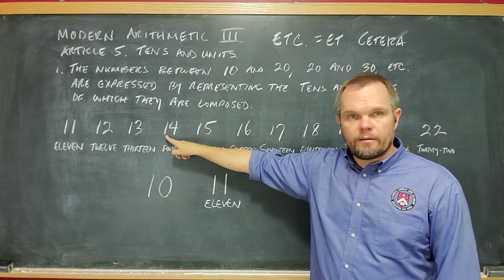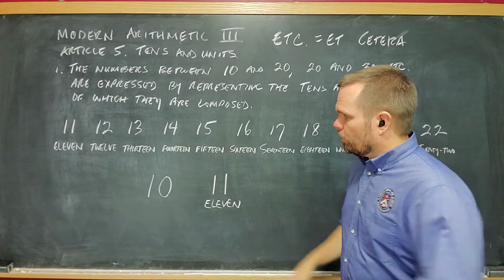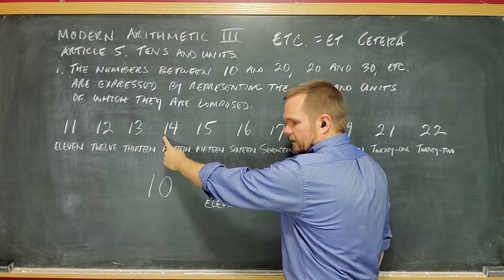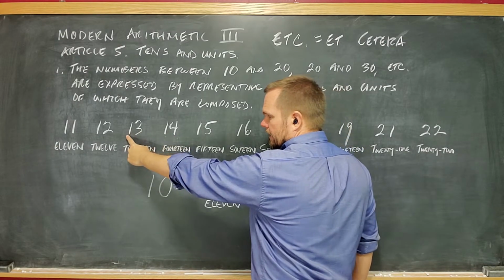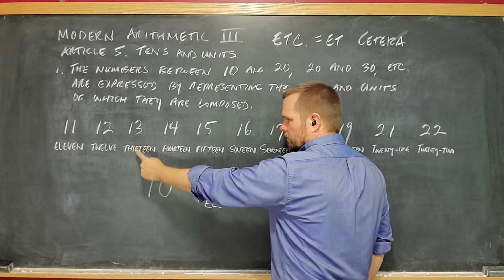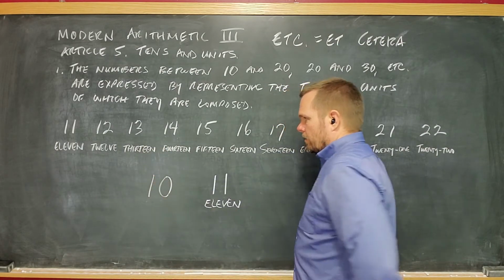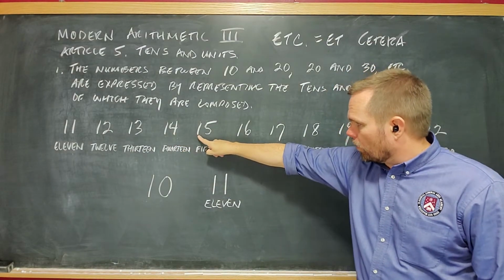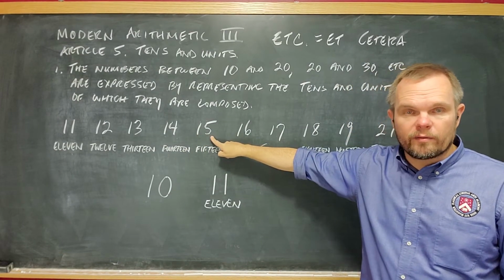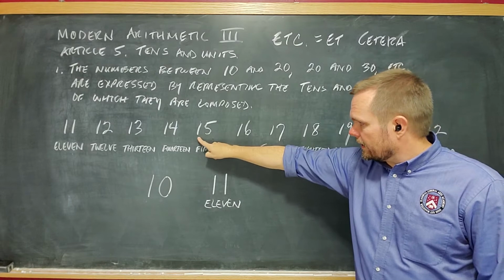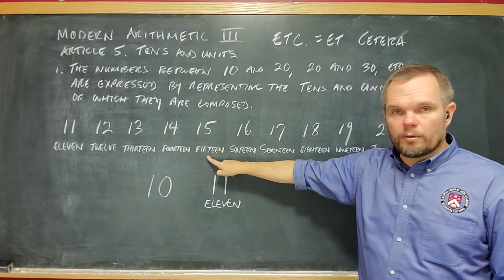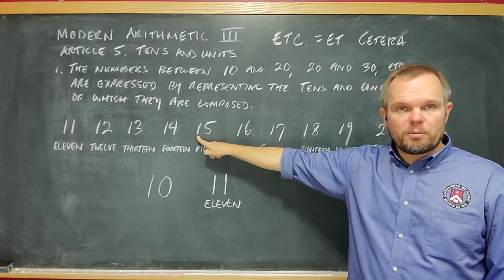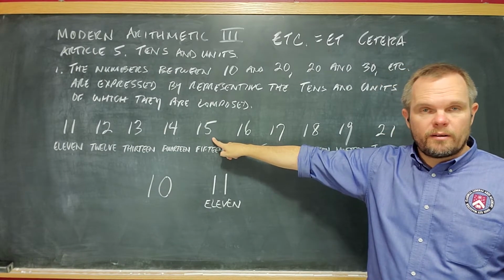14, 1 ten and 4 units. If we take 1 unit away from 14, instead of having 1 ten and 4 units, we'll have 1 ten and only 3 units, and that will be 13. If we add 1 unit to 14, we'll have 1 ten and 5 units. 1 ten and 5 units makes the number 15. The number 15 is written with 1 in the tens place and 5 in the units place.